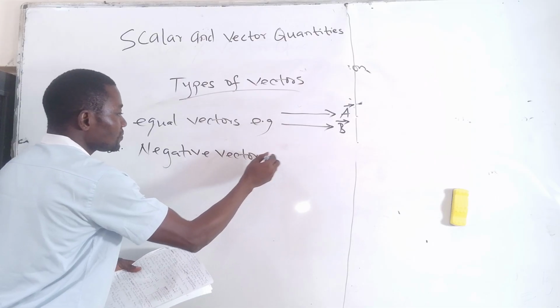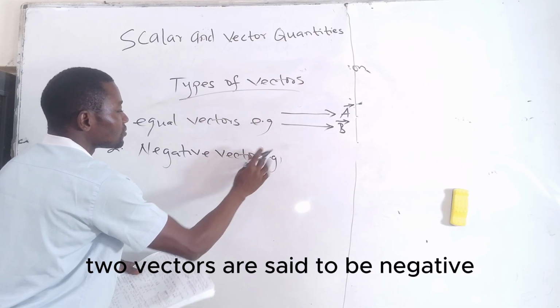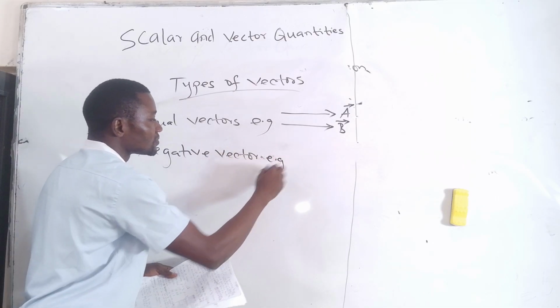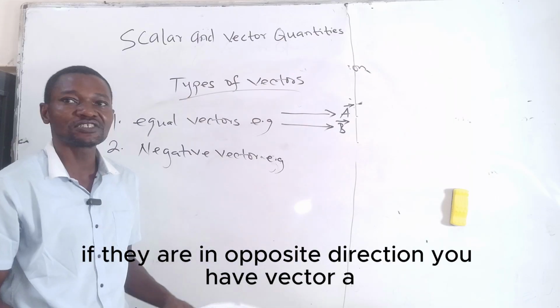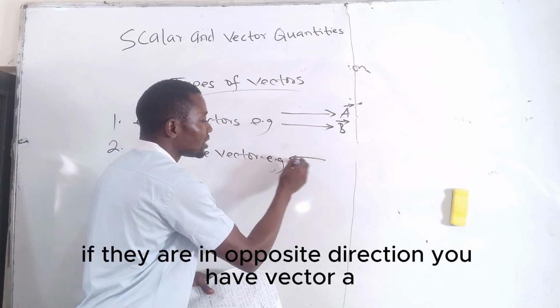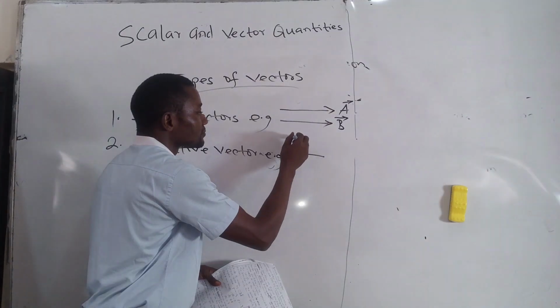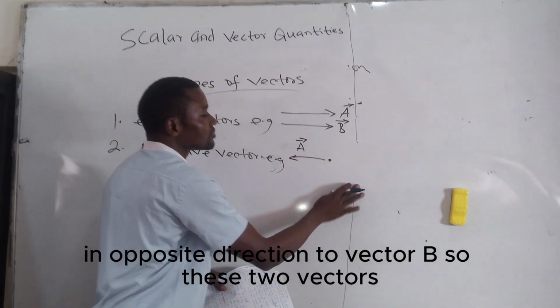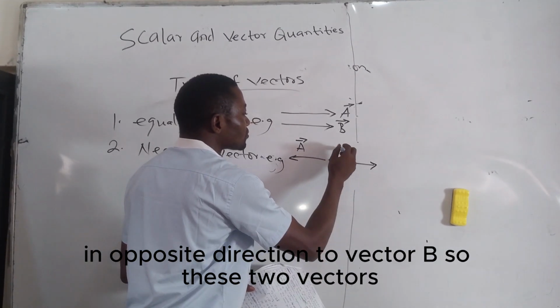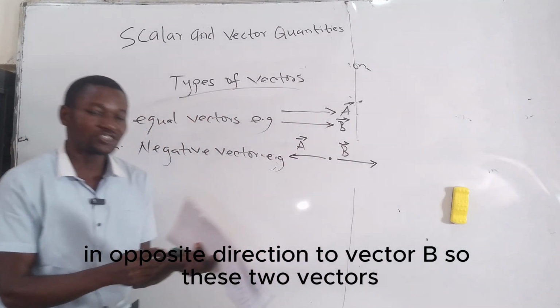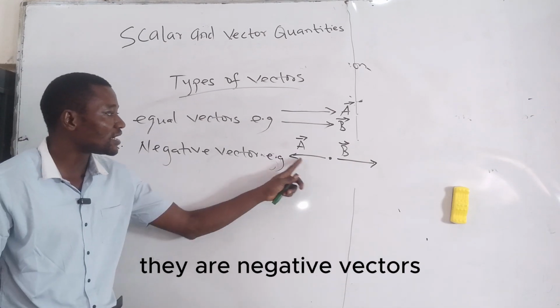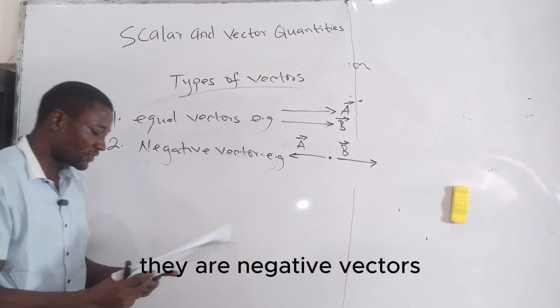Two vectors are said to be negative if they are in opposite direction. You have vector A in opposite direction to vector B. So these two vectors are negative vectors.